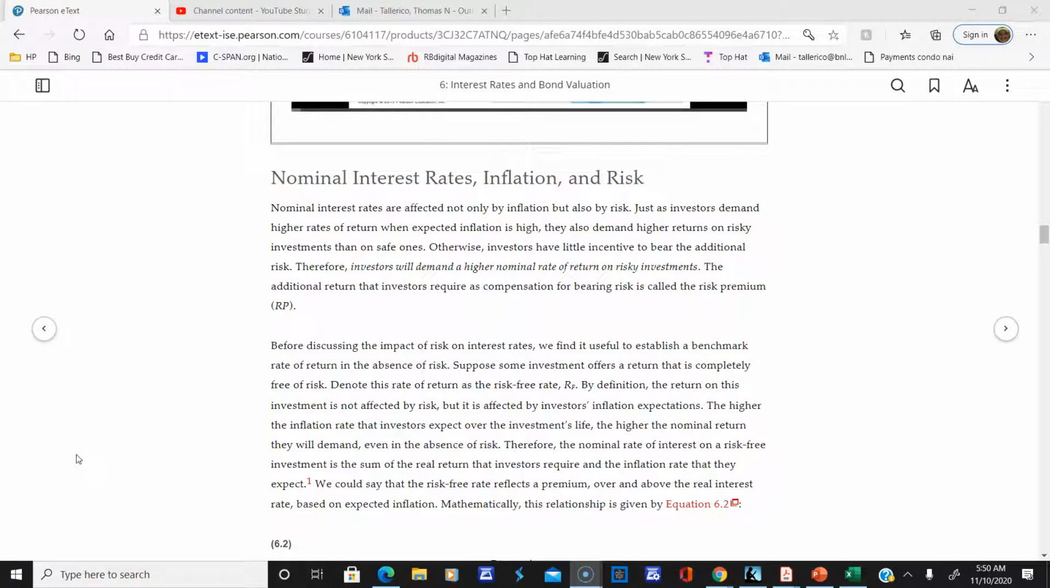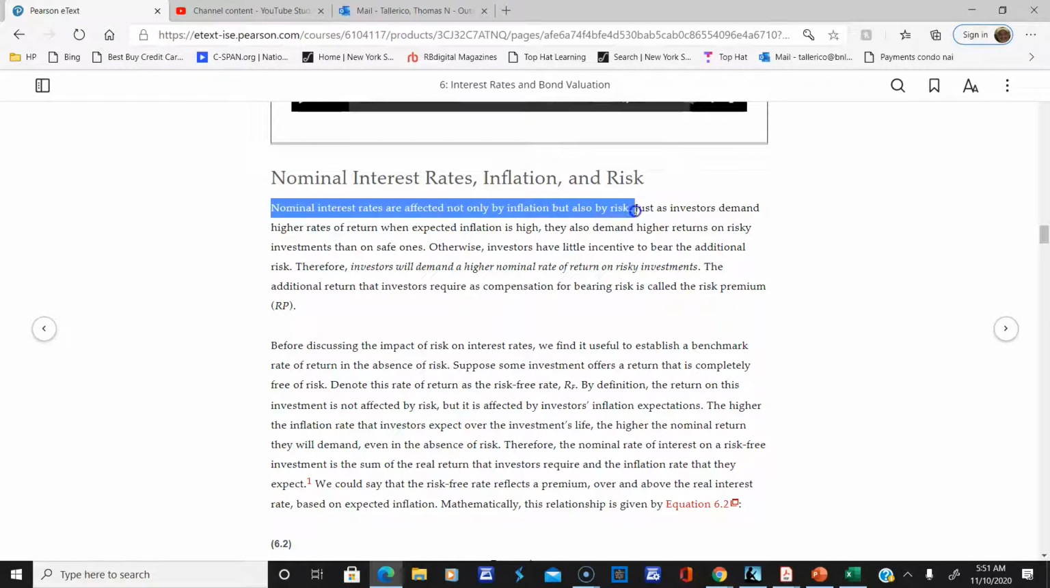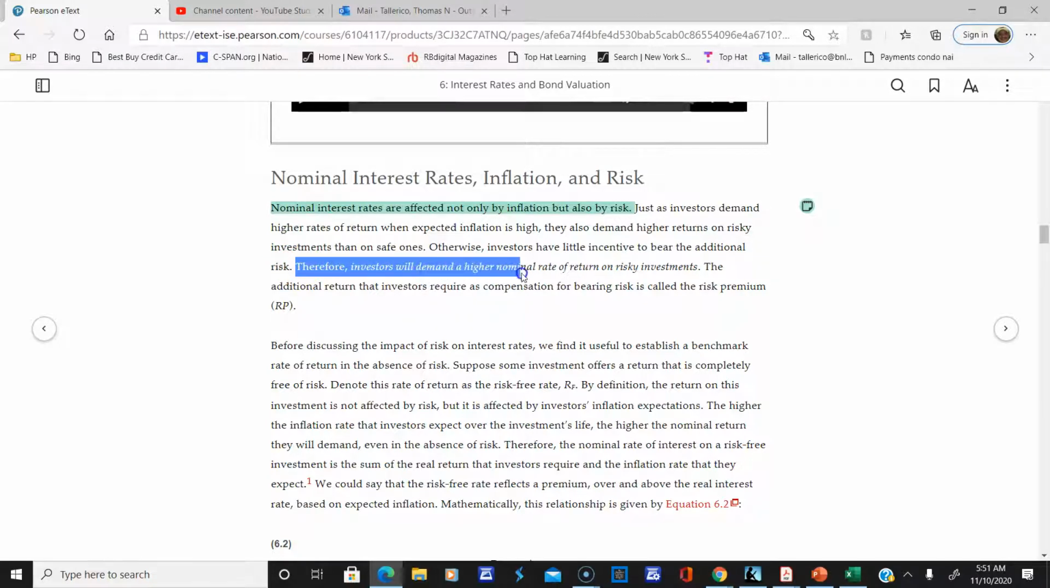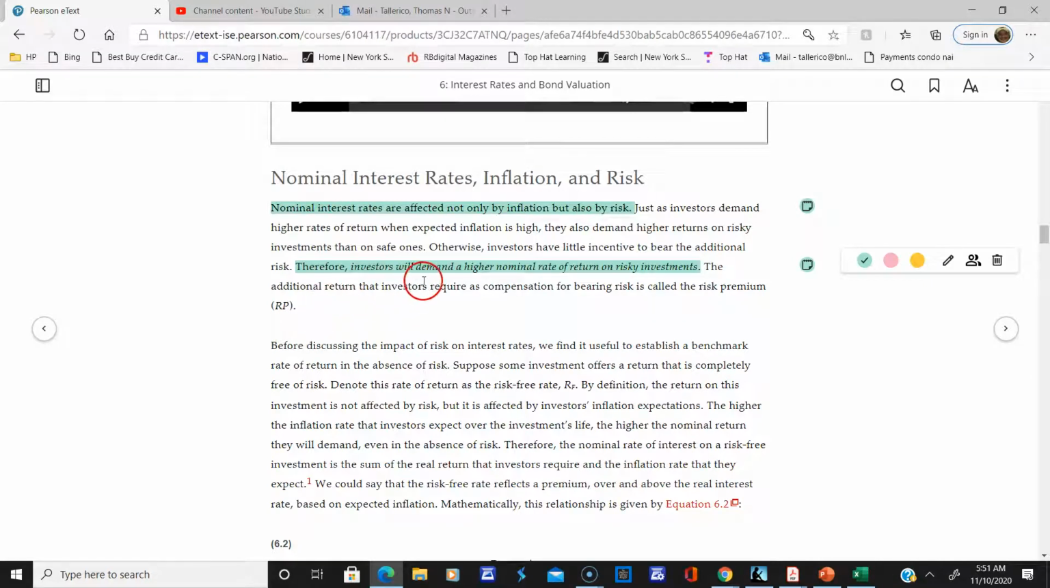All right, so that just reiterated kind of what I said, okay? So what I want to get back to here is other things affect the nominal rate too, that you're going to pay. And it's not only affected by inflation, but also by risk, okay? So if you buy bonds and they're junk bonds, which means the company's very close to default, you're going to ask for a greater return. So you can see right here what I'm driving at. Investors will demand a higher nominal rate of return on risky investments. So the additional return that investors require as compensation for bearing risk is called the risk premium. Okay, so these are important terms.